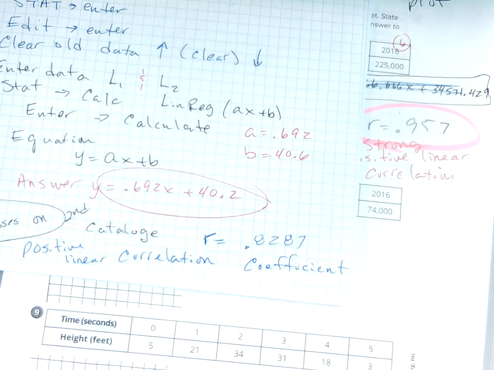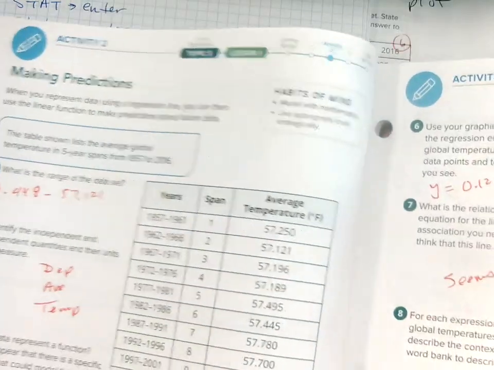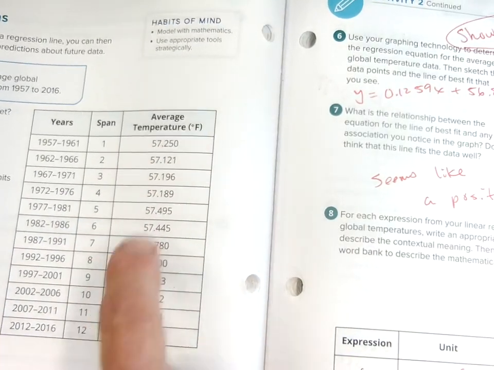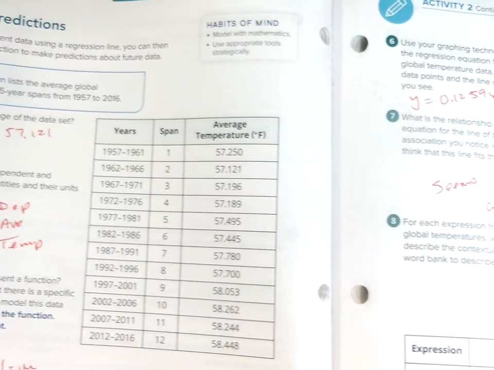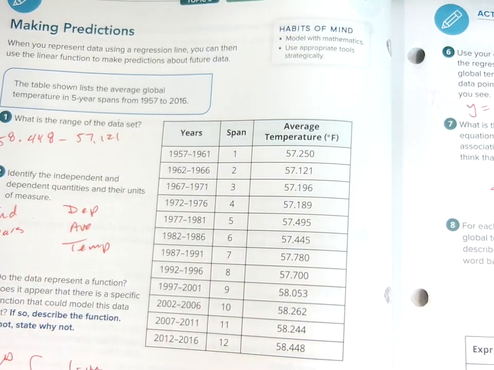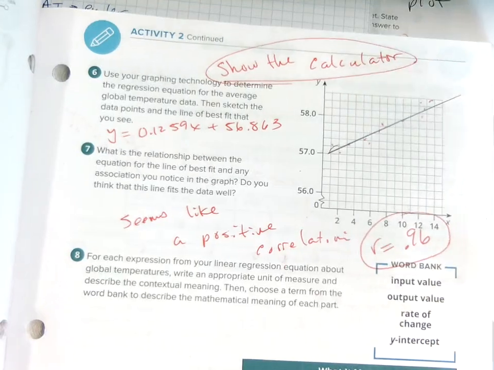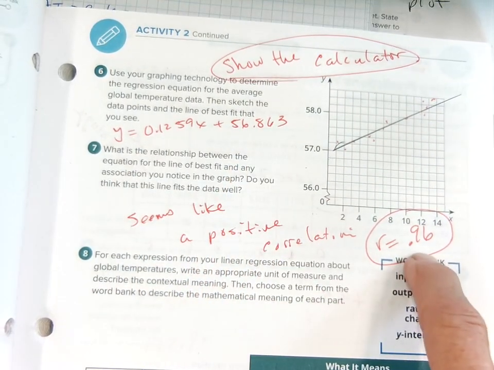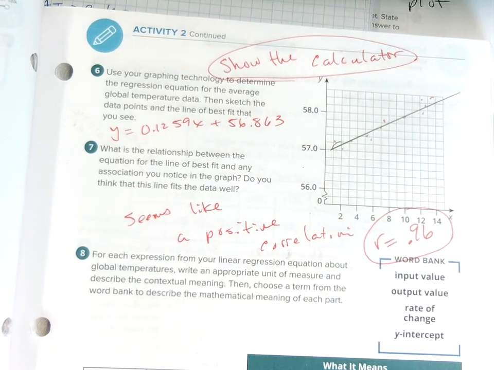Then we went on and looked at the next page and did the same thing with this one. Year 1, we did temperature spans. We did the whole thing all over again in the calculator. We realized the range was the biggest minus the smallest. Then we found the equation from those numbers, and this is the equation we got. But we got a better r, 0.96. We did that in our calculator.